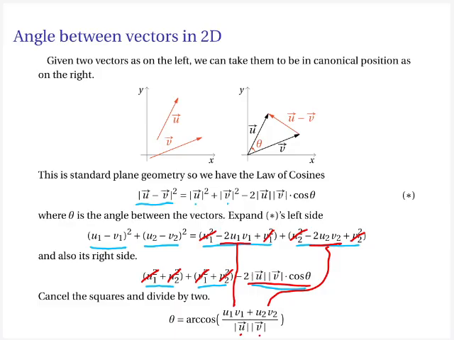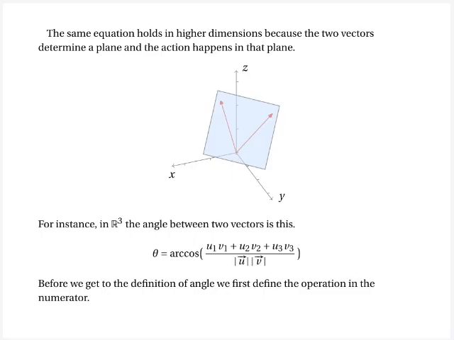The u1 v1 comes because the algebra just works out that way. That's the middle terms of a square, and the u2 v2 likewise. The algebra just works out that way. Okay, so I'm interested in the numerator of that expression. So I'm going to think about the numerator of that expression first before we go on to the formula.